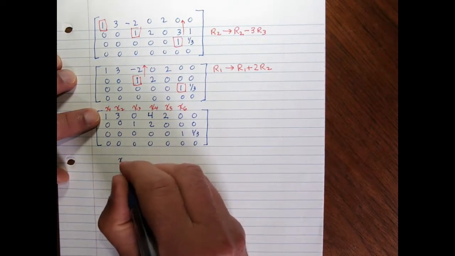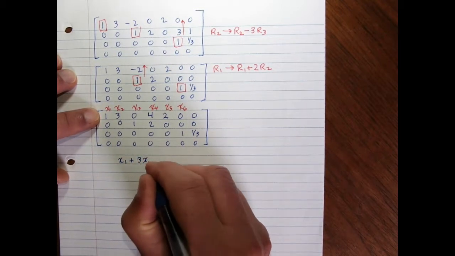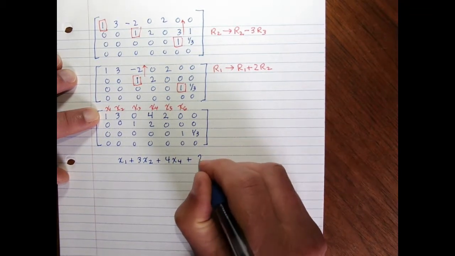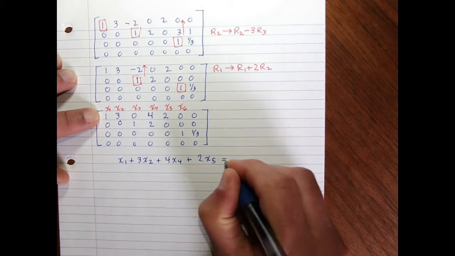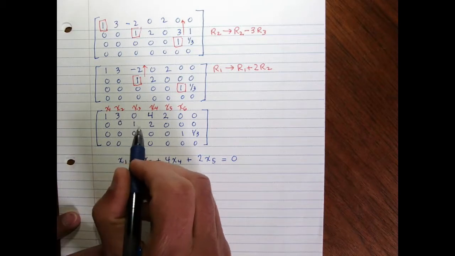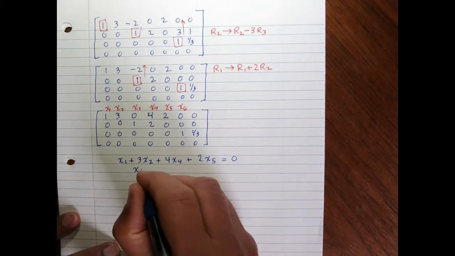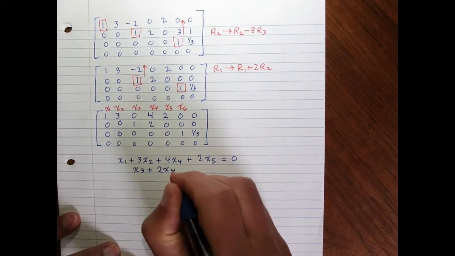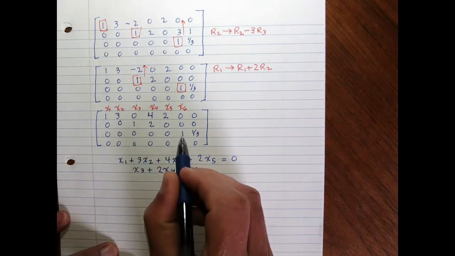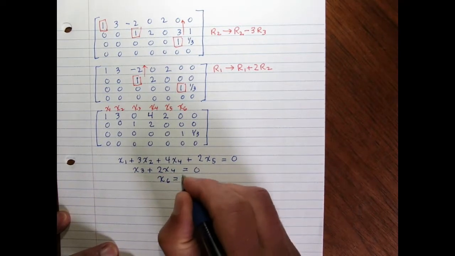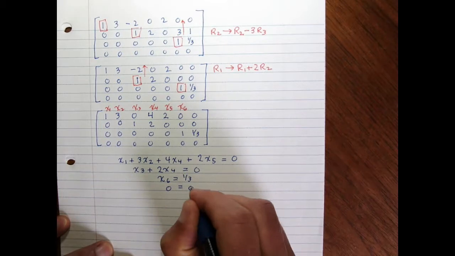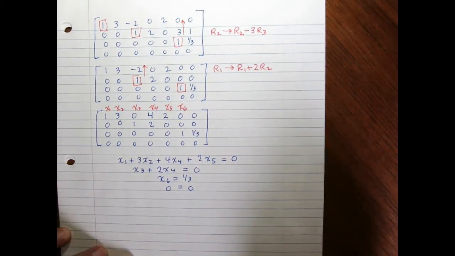We have x1 plus 3x2 plus 4x4 plus 2x5 equals 0. Okay? And we also have x3 plus 2x4 equals 0. We also have x6 equals 1/3. And our last row of zeros corresponds to just saying 0 equals 0 with no variables involved.